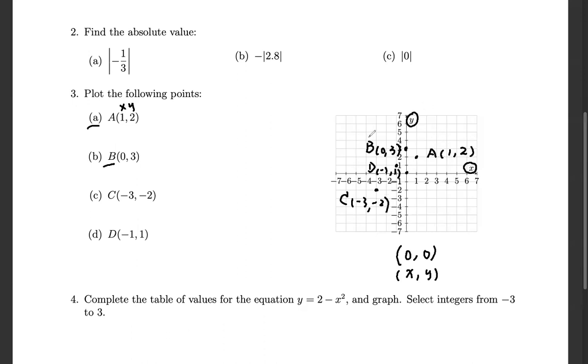So we have 4 quadrants. This one is called the first quadrant. This one is called the second quadrant. This one is called the third quadrant. This one is the fourth quadrant.